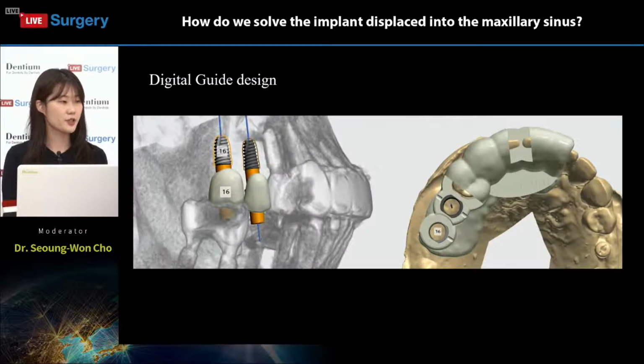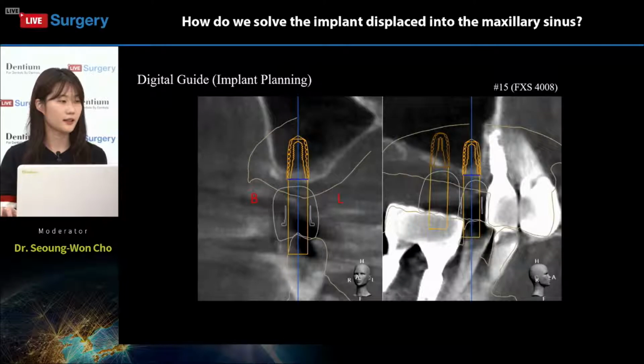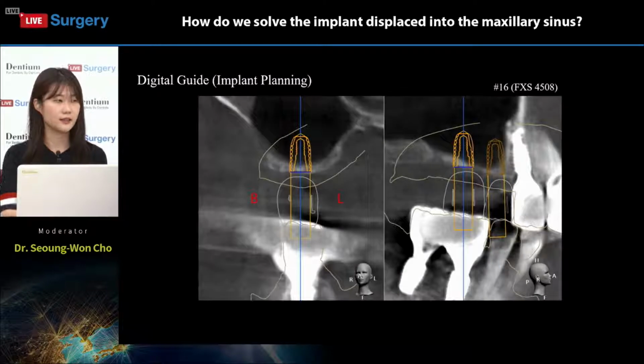These are the captured images of designing the digital guide. After carefully confirming the final location of the implant, a tooth-borne digital guide is designed. This is the final position planned for tooth number 15. And this is the final position planned for tooth number 16.